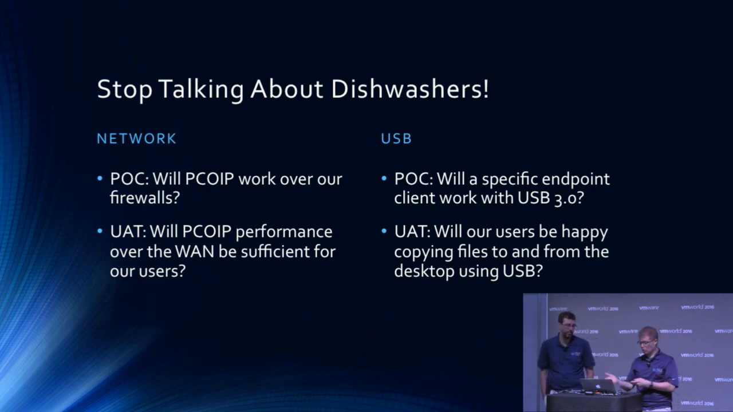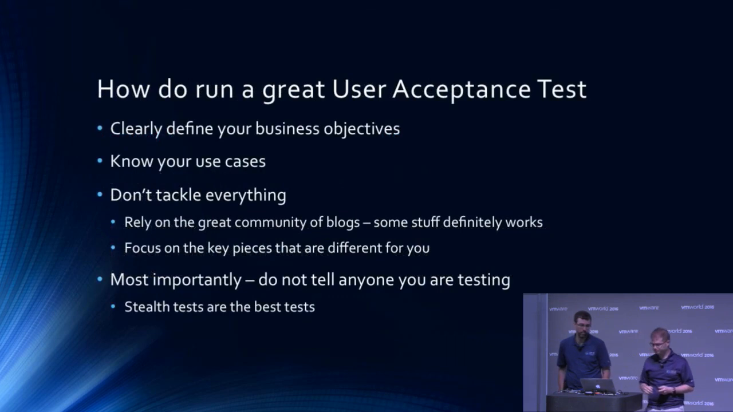And so what we did is we put it in front of users. So how do you run a great user acceptance test? In our case, we didn't tell anybody we were doing it. We defined what we were looking to do from a business standpoint. We learned all we could about our use cases, and we decided what we weren't going to tackle in those use cases. And don't tell anybody you're testing. What we did is we went into a computer lab, removed one computer, and stuck in one VDI terminal. We didn't tell anybody. We waited to get feedback.